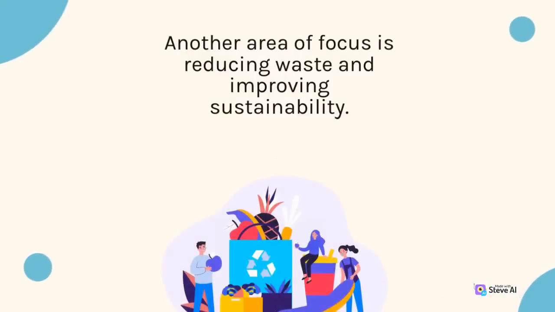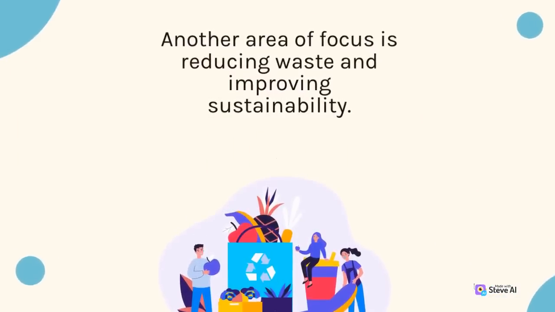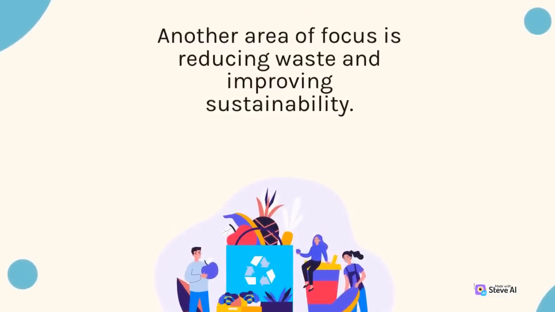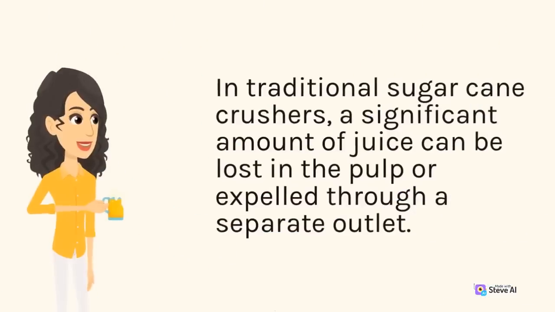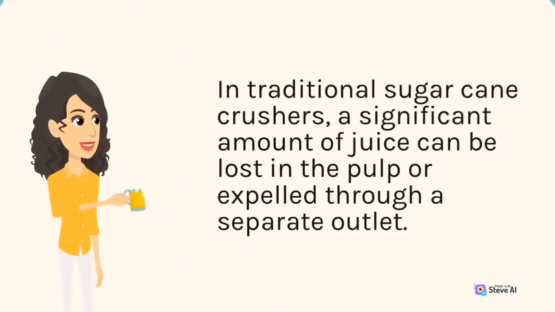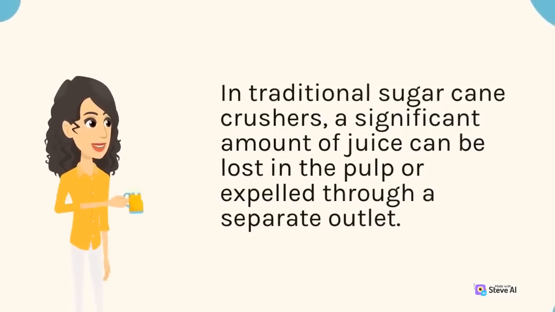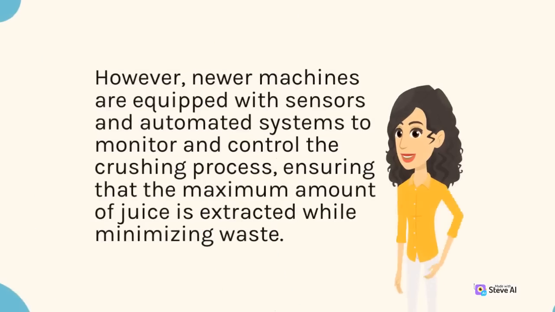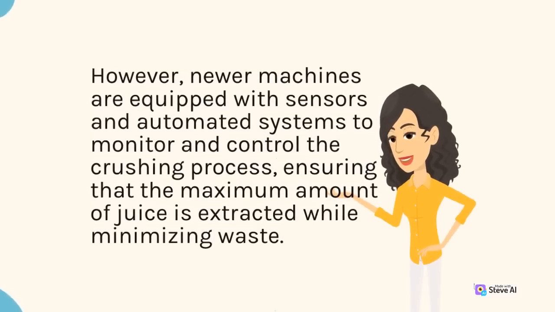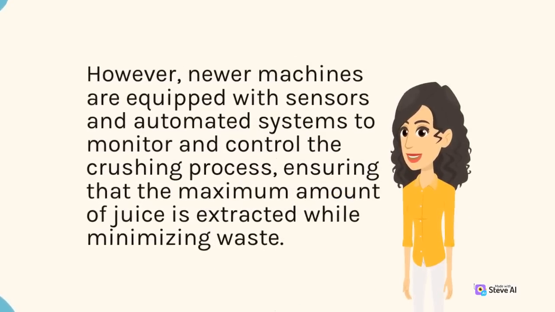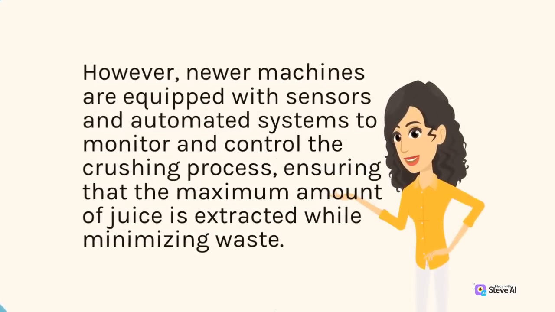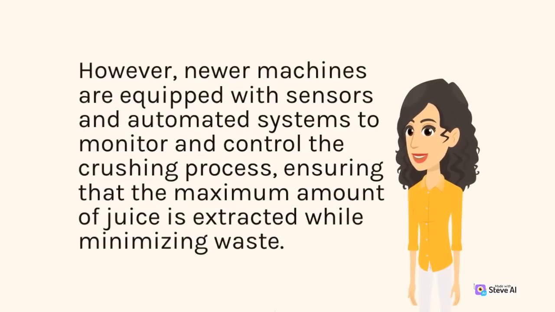Another area of focus is reducing waste and improving sustainability. In traditional sugarcane crushers, a significant amount of juice can be lost in the pulp or expelled through a separate outlet. However, newer machines are equipped with sensors and automated systems to monitor and control the crushing process, ensuring that the maximum amount of juice is extracted while minimizing waste.